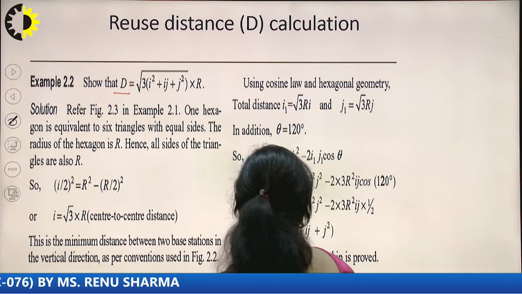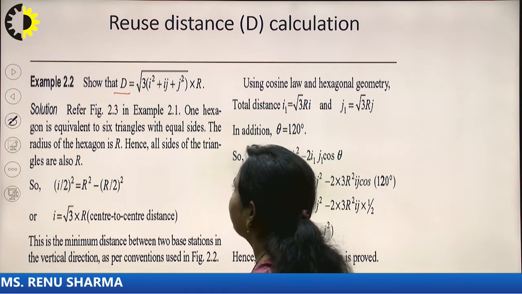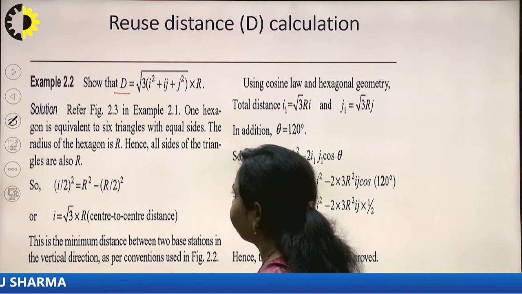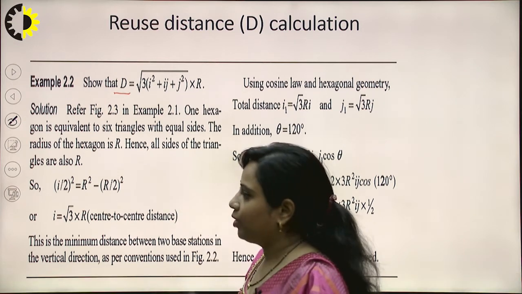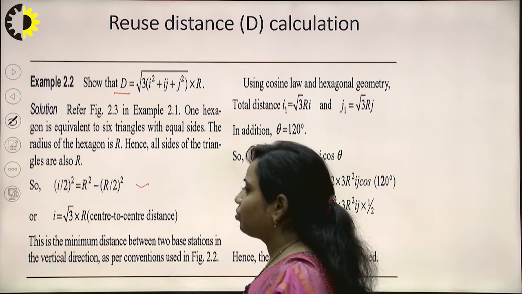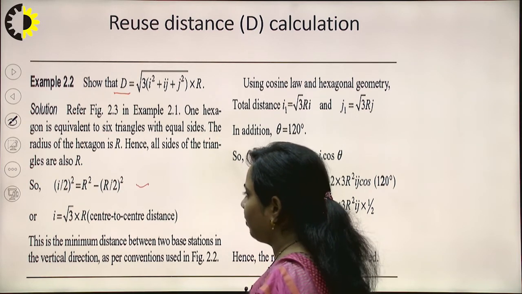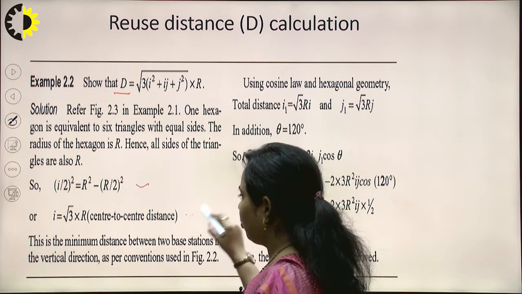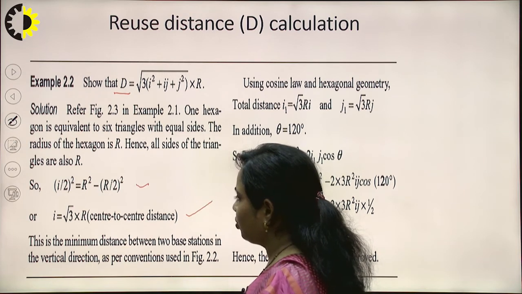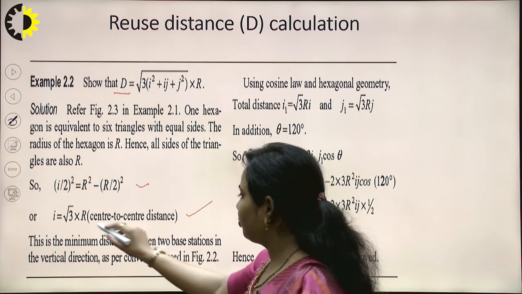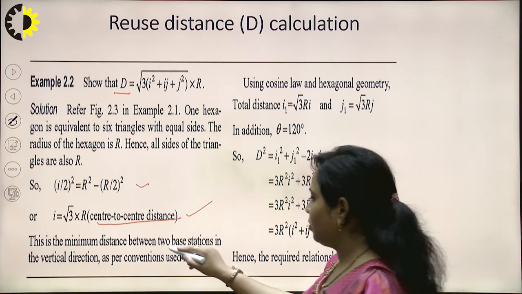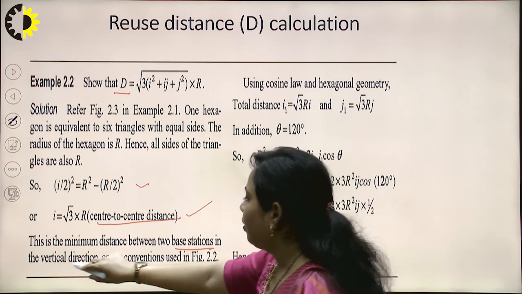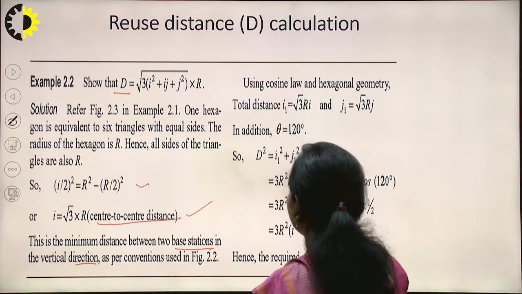So what we have to consider is that D equals under root 3N into R. If we consider this using the geometry of a particular cell, then (I/2) square will be equal to R square minus (R/2) square, or we can also write it as I equals under root 3 into R, that is the center to center distance that we have to calculate. So this is the minimum distance between the two base stations in the vertical direction.